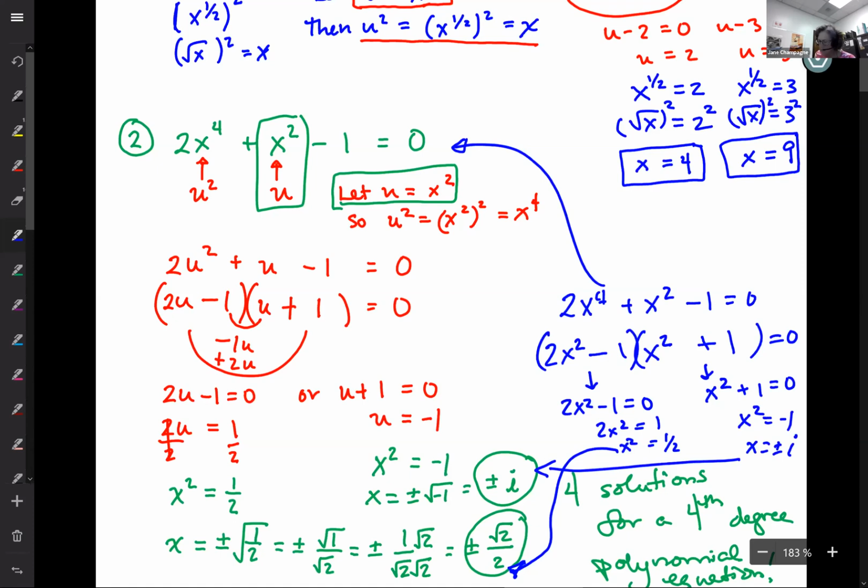So you can actually factor a fourth degree like a quadratic. So this would be another approach, as opposed to using substitution.